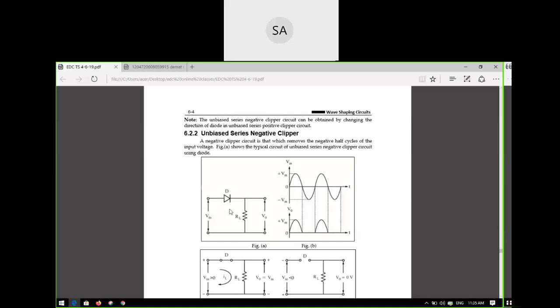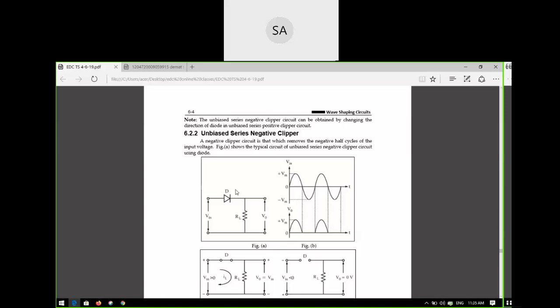So is this open or short? Open circuit, sir. In reverse bias it is an open circuit. Always the diode acts like an open circuit in the reverse bias condition and a short circuit in the forward bias condition, for an ideal diode. For an ideal diode, this is the case.